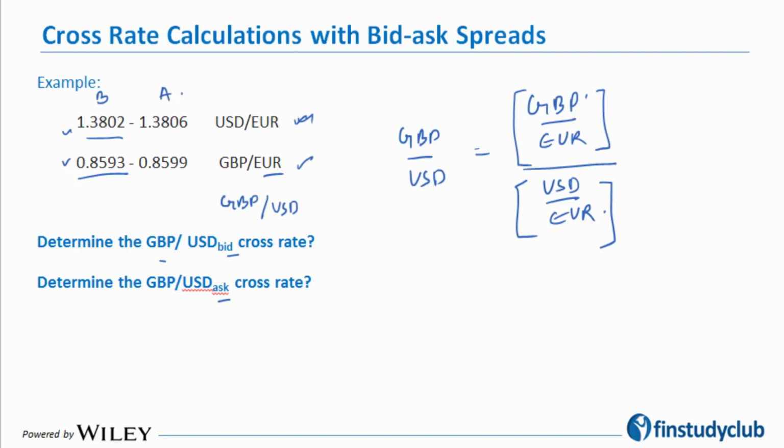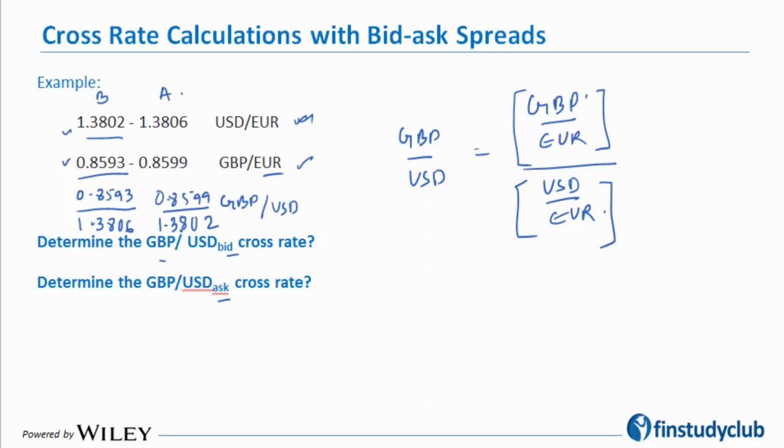Let me first try and show you what we are going to do. So we are going to take 0.8593, which is the GBP euro rate, and we shall divide it by the USD euro rate 1.3806. Okay, and the ask rate is going to be 0.8599 divided by 1.3802.